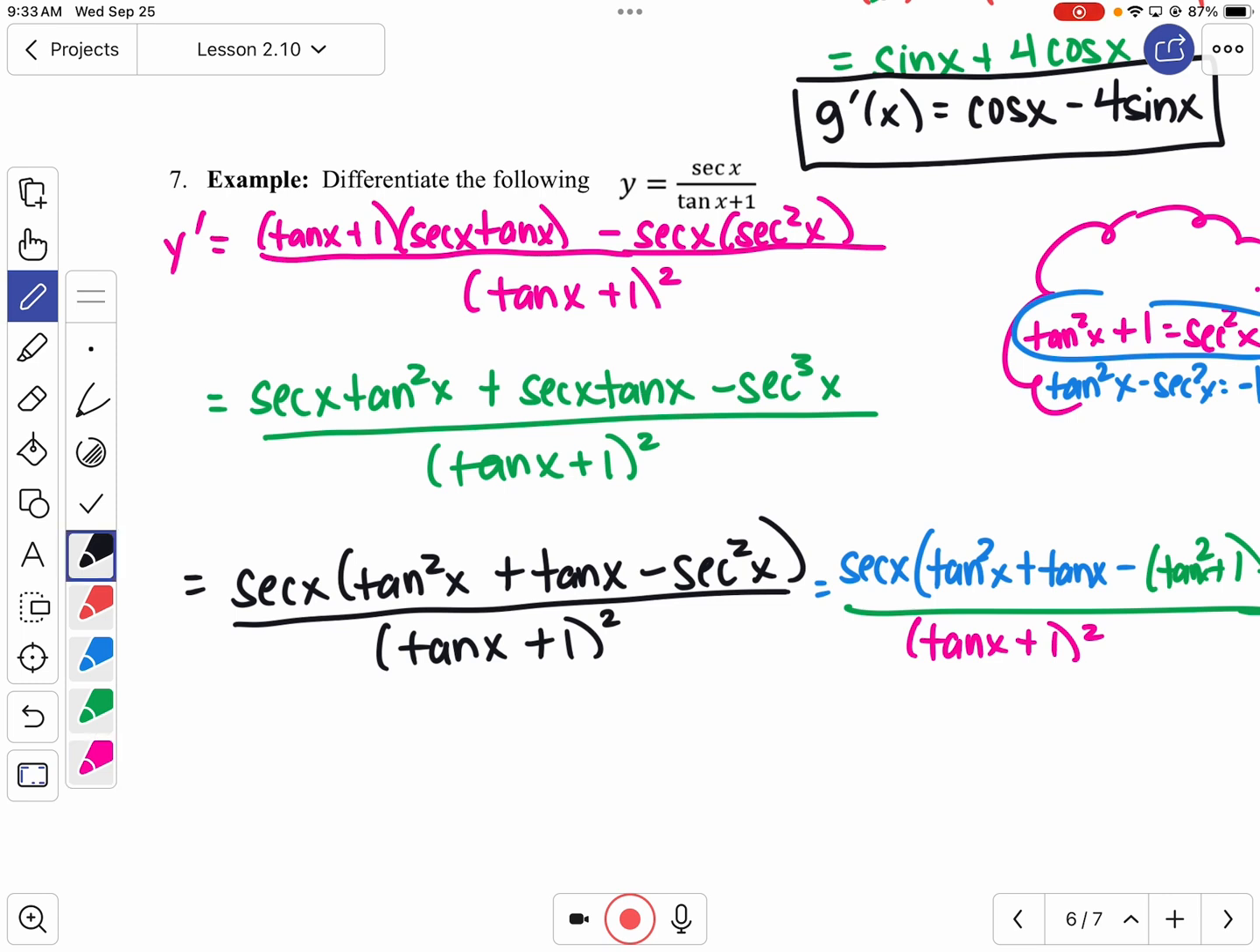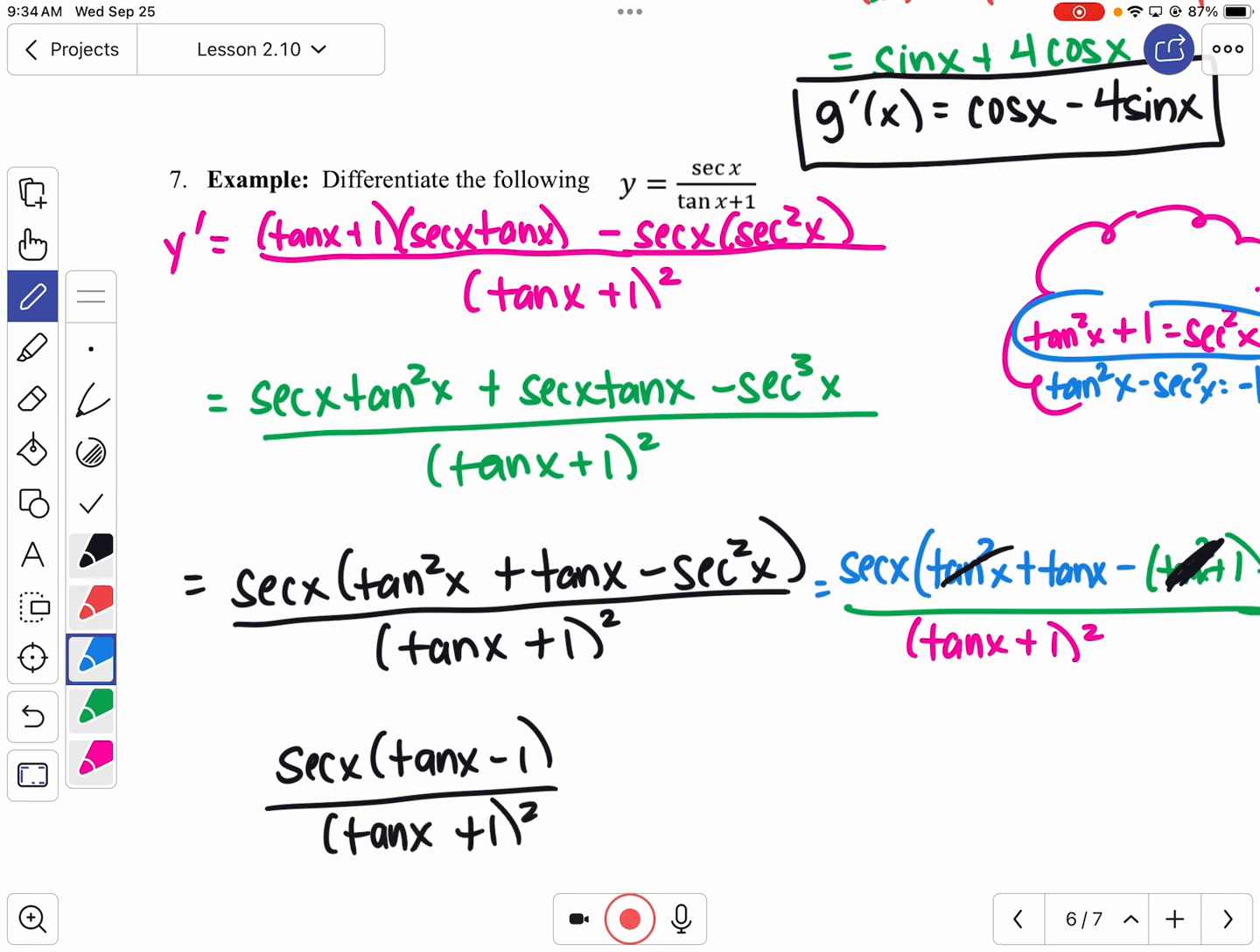I did it on purpose because now what's going to happen to my tan squares? They're going to cancel out. So my tan squares are gone, so I'm left with secant x times tan x minus 1 over tan x plus 1 quantity squared. And that's as simple as that will go. It would have been nice if something could have reduced, but it didn't. We just weren't that lucky.